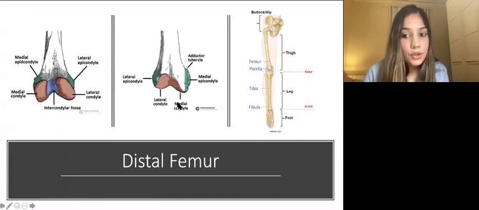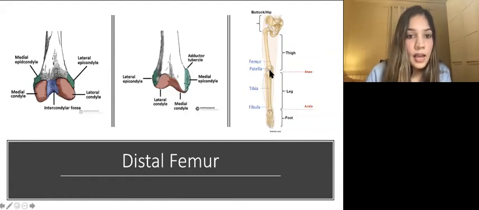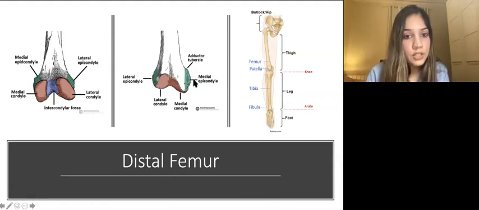They lie at the posterior and inferior surface of the femur, and they articulate with the tibia, and also the meniscus of the knee, which we will cover later on, which is basically the cushion of the knee. You also have the lateral epicondyle and the medial epicondyle, which don't directly articulate with the knee, but they're also bony elevations of the distal femur.